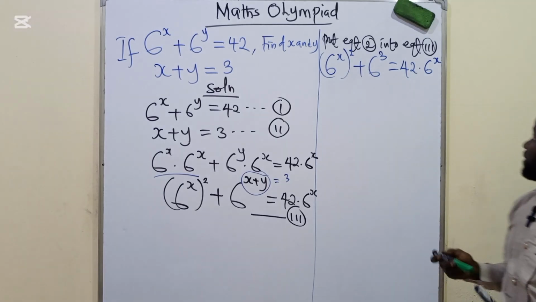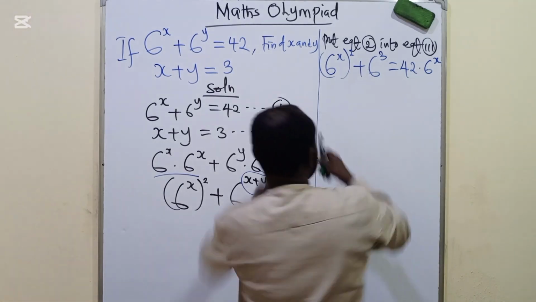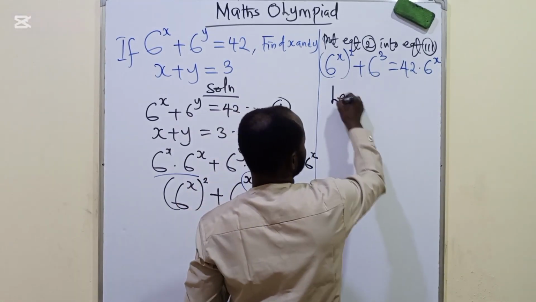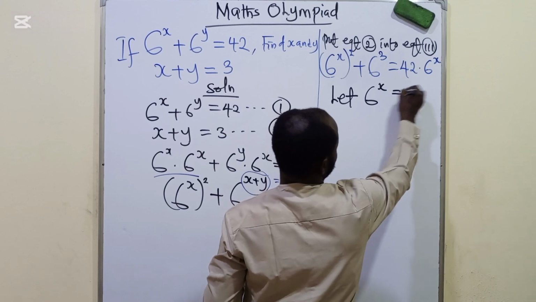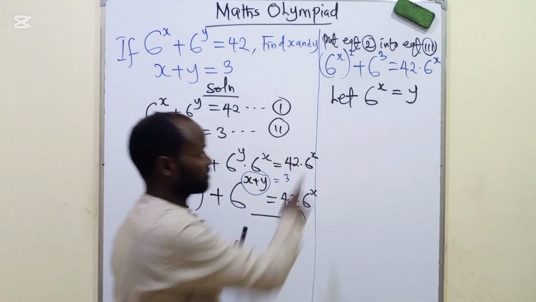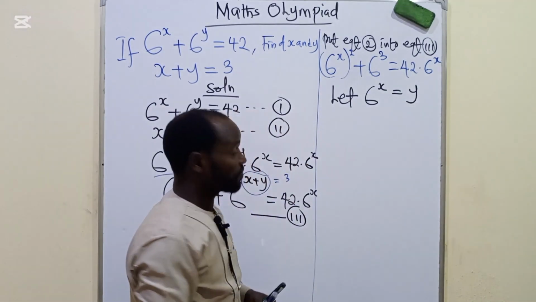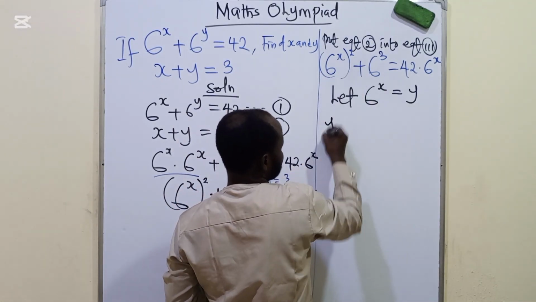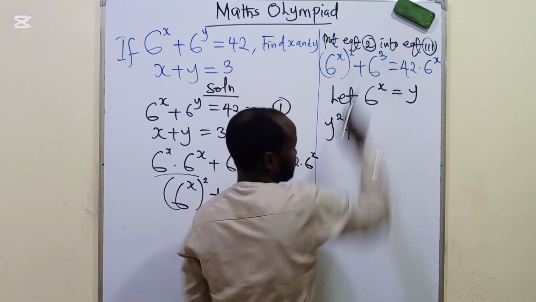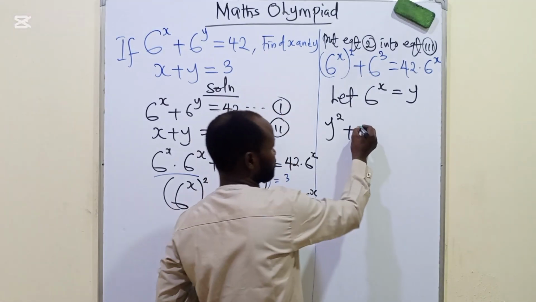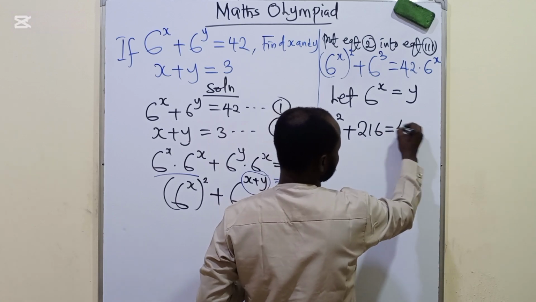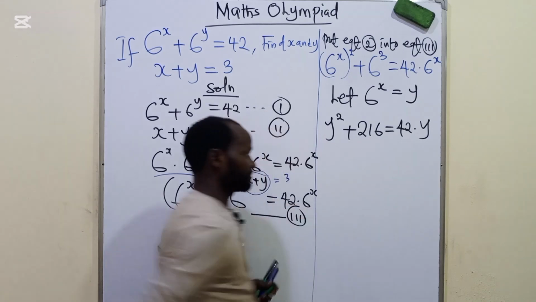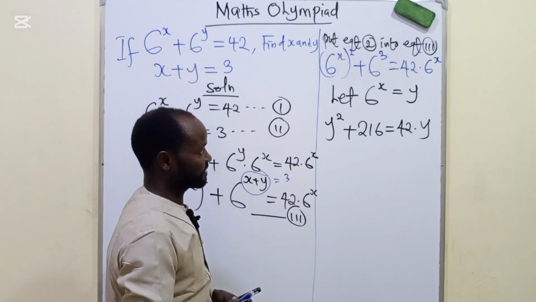Very important. Clearly here, we can see that we have 6 power x here, and we have 6 power x here. We can say let 6 power x be equal to y. Anywhere we see 6 power x, we replace it with y. So it will be y squared plus 6 power 3, that is 6 times 6 times 6, that will be 216, equals 42 times y in place of 6 power x. This is a quadratic equation. Very important.